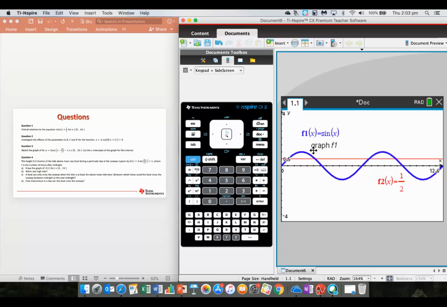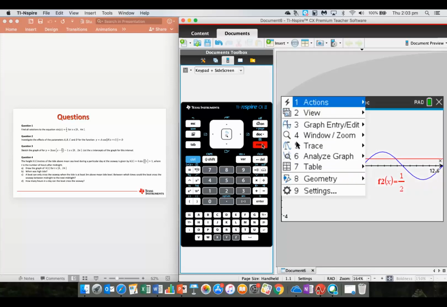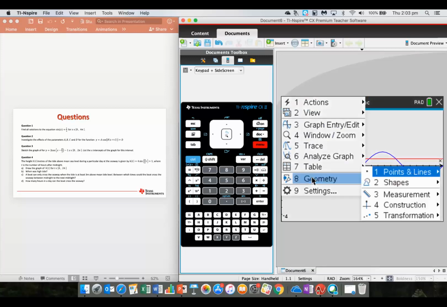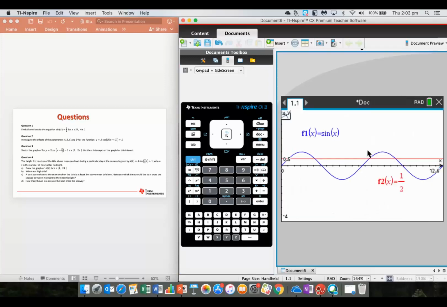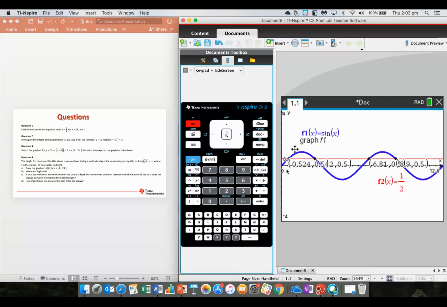To find the points of intersection, we'll go Menu, and I'm going to use the geometry tools here because the geometry points and line tool allows me to find all of the points of intersection at the same time. It asks me to choose the graph, so I'm looking at graph 2 and graph 1 and shows me all of the points of intersection. I'll escape to get rid of that tool.